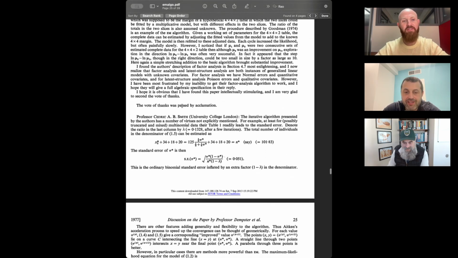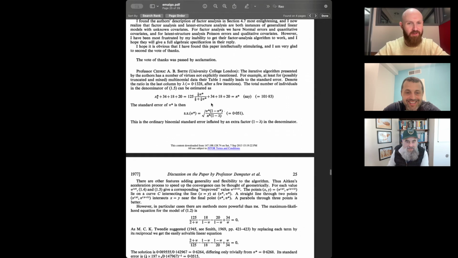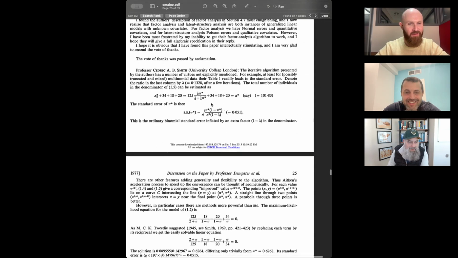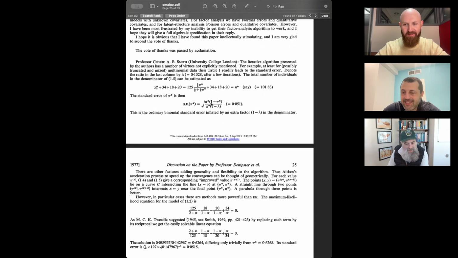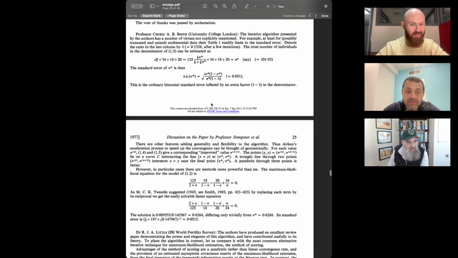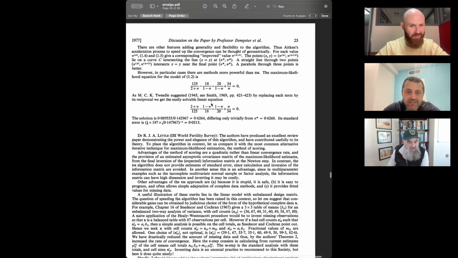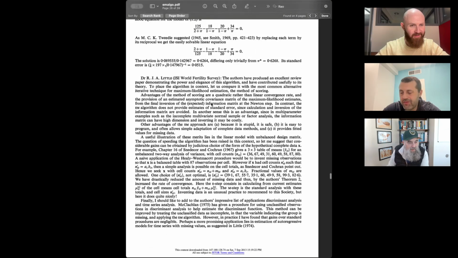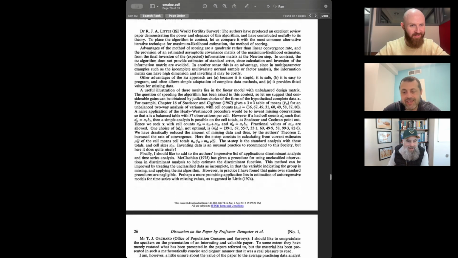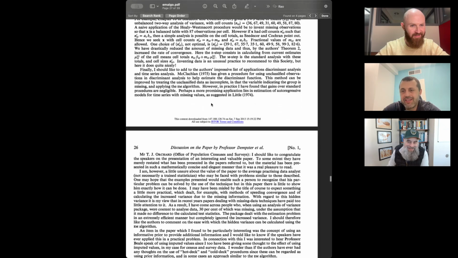The vote of thanks was passed by acclamation. By the way, guys, this is the same Nelder from the Nelder-Mead optimization algorithm. Oh, cool! I didn't know that. Interesting. This is the stuff you don't see in modern, at least deep learning, papers. No. There's been some time.